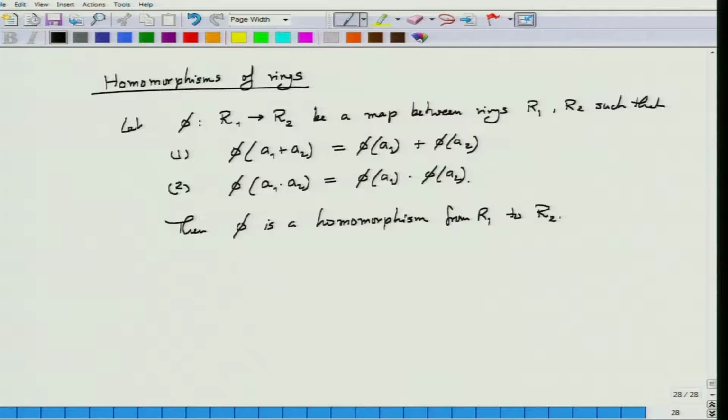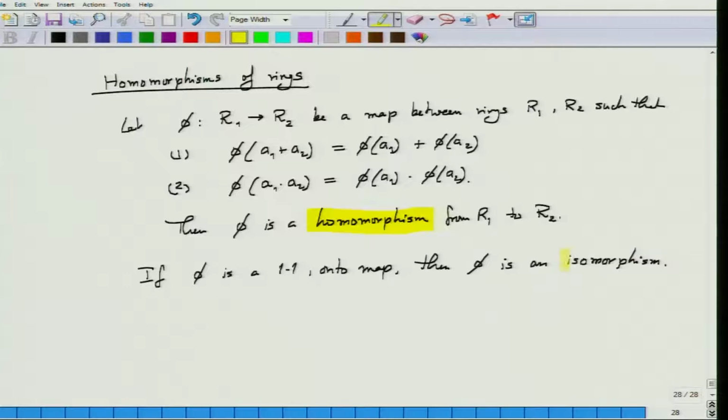The notion of homomorphism generalizes very naturally to rings. In groups, we have one operation, and homomorphisms preserve that operation. In rings, we have two operations, so we want homomorphisms to preserve both operations. So we say phi of a1 plus a2 is phi of a1 plus phi of a2, and phi of a1 times a2 is phi of a1 times phi of a2. All such mappings are homomorphisms. And further, if phi is a one-one onto map, then phi is an isomorphism. That's exactly the same as for groups. The notion of isomorphism allows us to deduce which rings are identical. If two rings are isomorphic, then essentially they are the same ring.